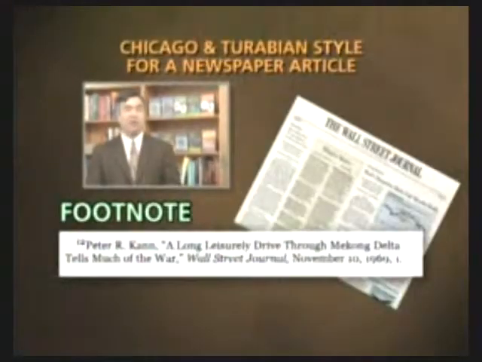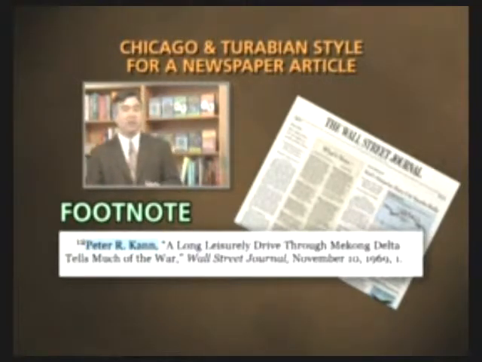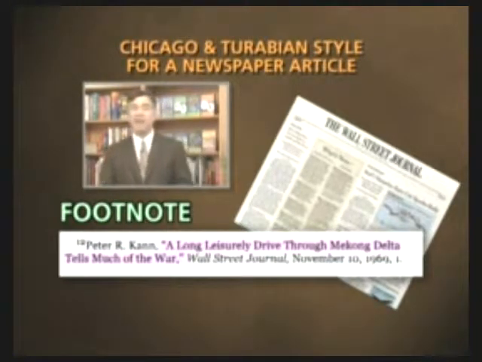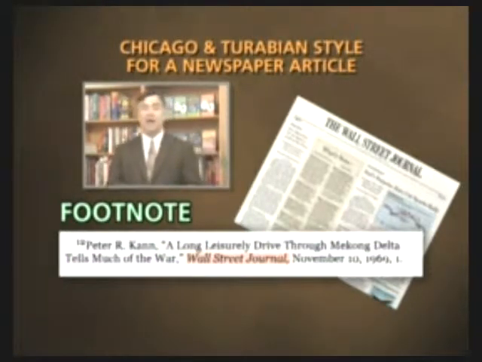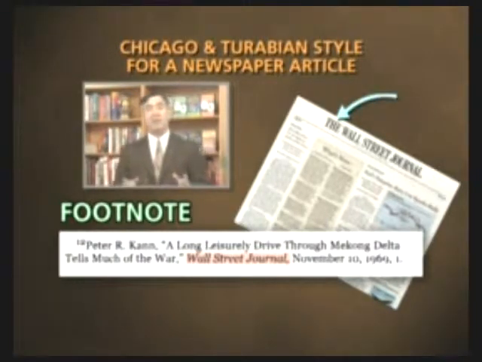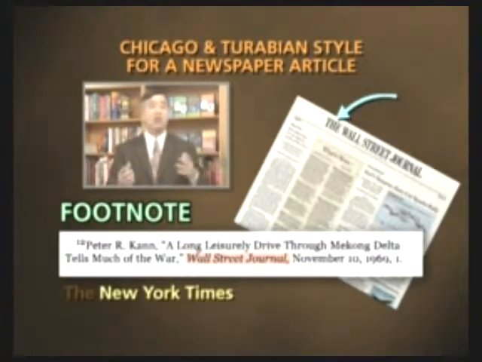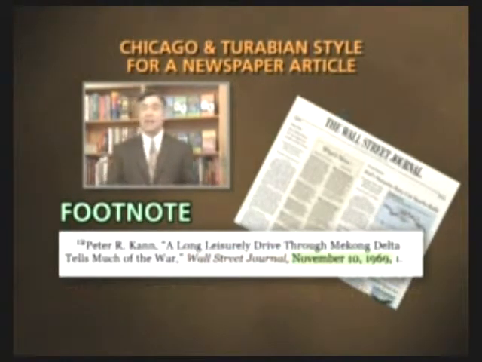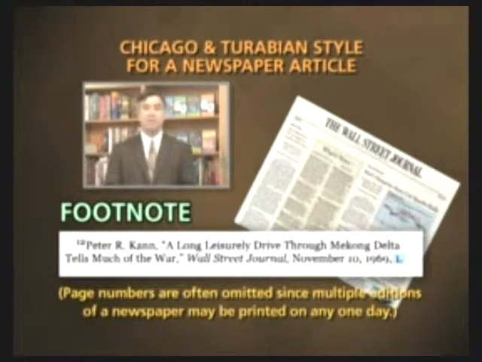Here's a sample footnote for a newspaper article. This is footnote number 12. Peter R. Cann is the author of the article. The article title, in quotation marks, is A Long Leisurely Drive Through Mekong Delta Tells Much of the War. Then the name of the periodical, in this case a newspaper, in italics, Wall Street Journal. Notice that the word the, which might appear on the masthead of the newspaper, has been omitted. You don't need the, so you would simply write New York Times, Chicago Tribune, Wall Street Journal. You can omit the word the. Then the date, November 10th, 1969, and the page number, page 1. That's where the article appears.